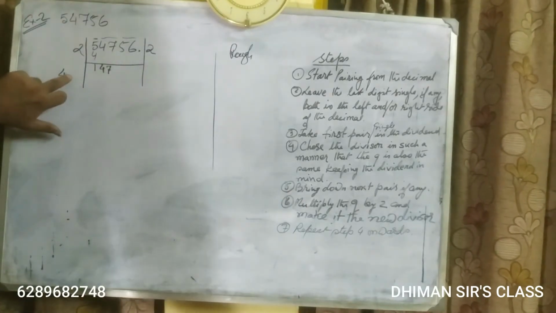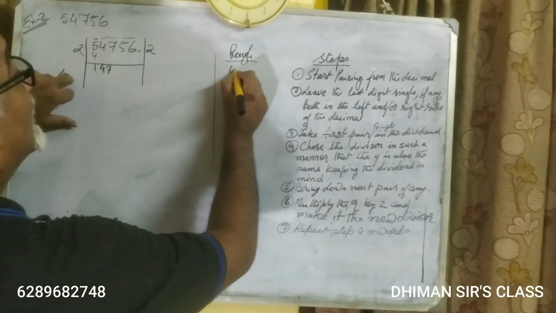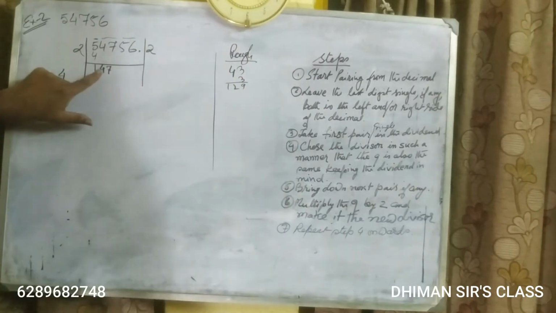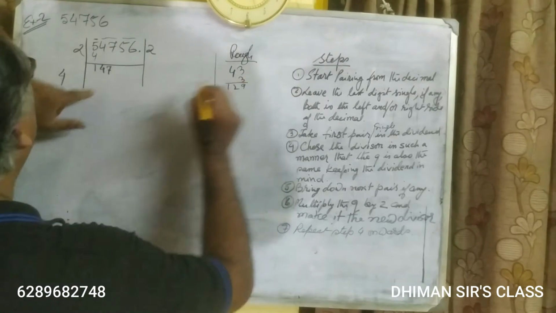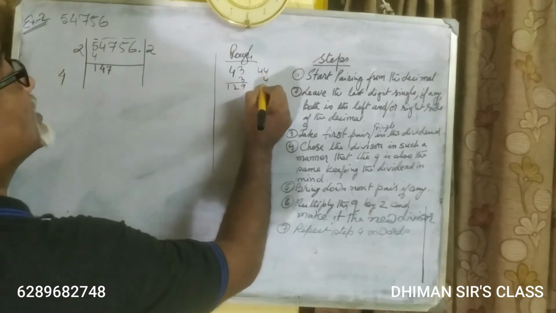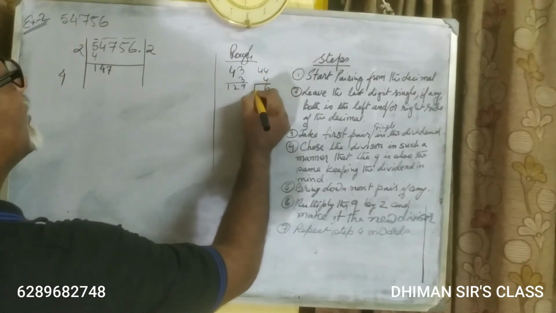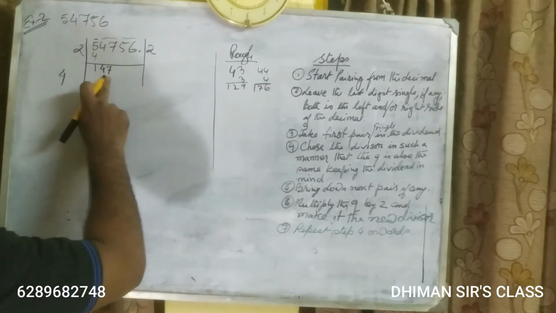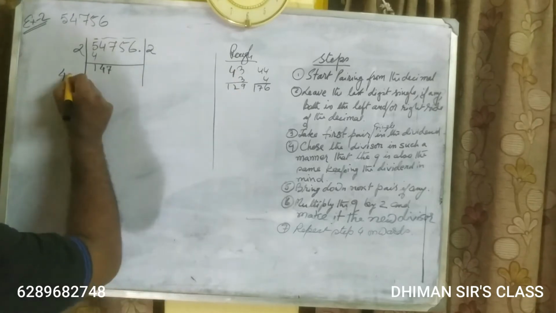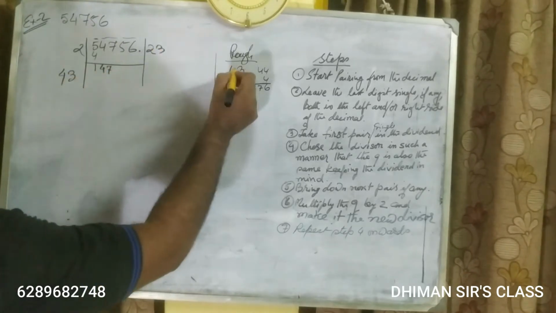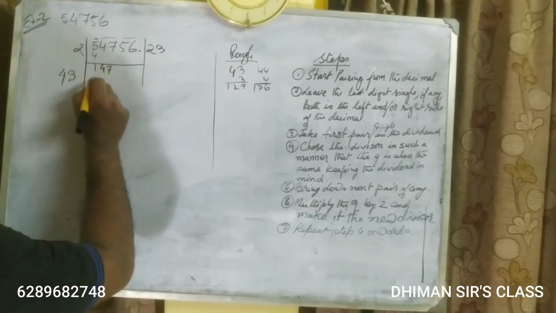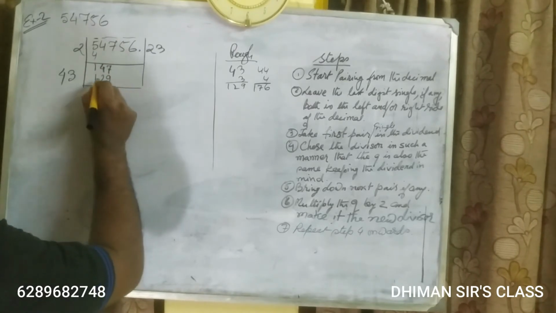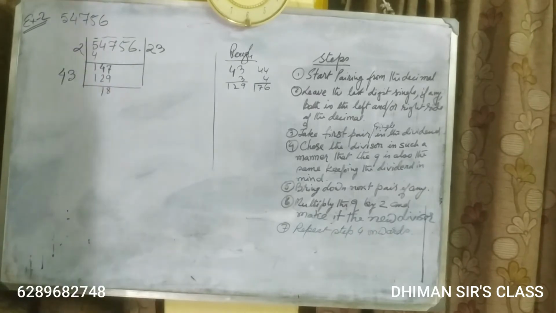Now what happens? 3 threes are 9, 3 fours are 12, 129. It's smaller than 147. So 4 fours are 16, 4 fours are 176. 176 is becoming more than 147. So 23 is to be chosen. So take 3, 43 into 3, 129. So 9 plus 8, 17, carry 1, 3 plus 1, 4, 18 we got.